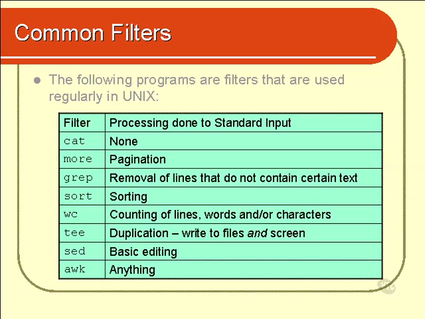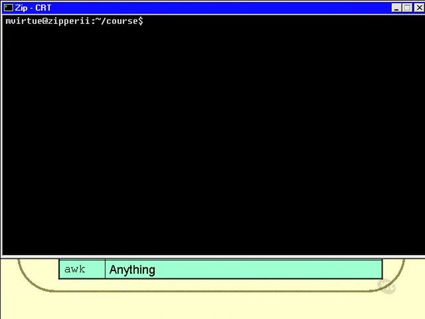Next on the list is T, as in T intersection, which is a program that will take its input and write it to two places. It will write it to the screen, which can obviously then be redirected using the pipe symbol, and also write it to a file, or several files. I'll give you a brief example of that.